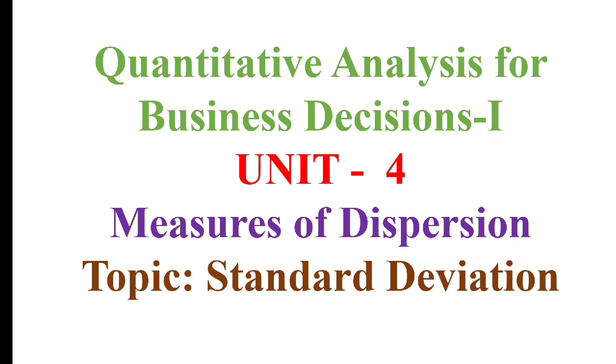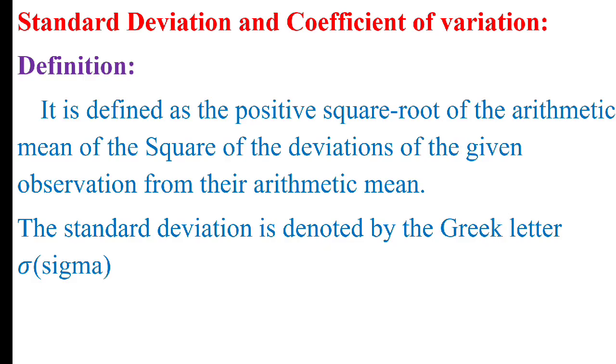Now I am going to explain standard deviation: meaning, definitions, formula, merits and demerits, then how to solve standard deviation problems in three different types of data. First one is individual series of observations, second one is discrete series of observations, third one is continuous series of observations. Standard deviation and coefficient of variation we are going to study.